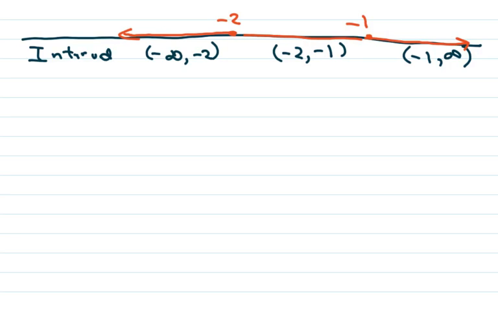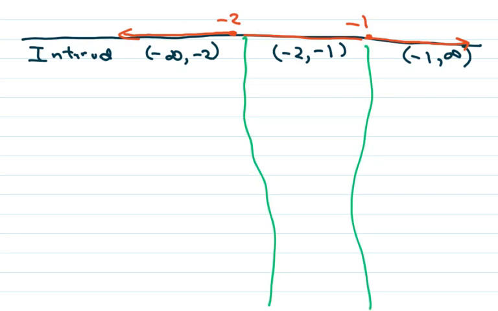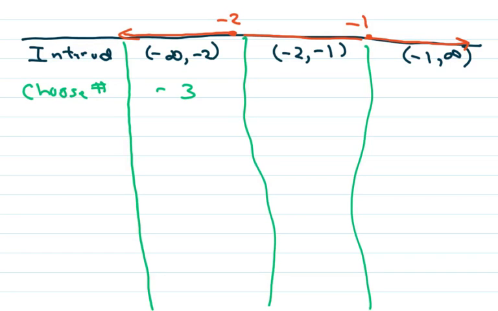So for the first interval, okay, I'm going to choose a number. Here, I'll go ahead and choose negative 3. Here, I'll check negative 3 halves. And here, I'm going to check 0, because 0 is easy. I plug it in to find the value of r.